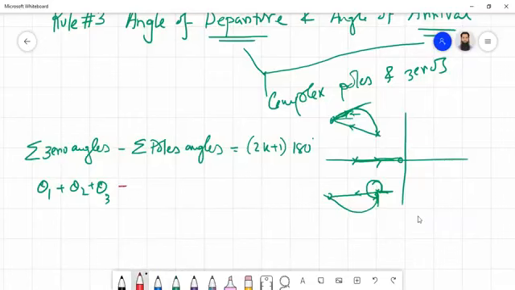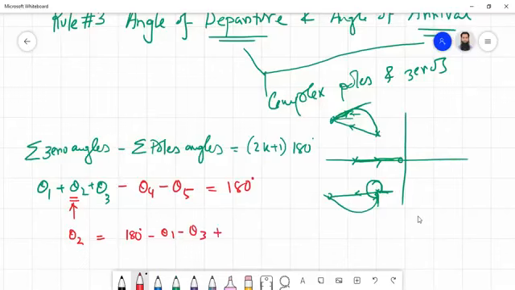Okay, so we have poles theta 4, theta 5, two poles, say arbitrarily. So it has to be equal to 180 degrees. And we are interested in this zero for which we have to calculate the angle of arrival. So you just keep this zero here, and the rest of the angles you take on the other side. So 180 degrees minus theta 1 minus theta 3 plus theta 4 plus theta 5. So easily you can find out the angle; the formula is the same.